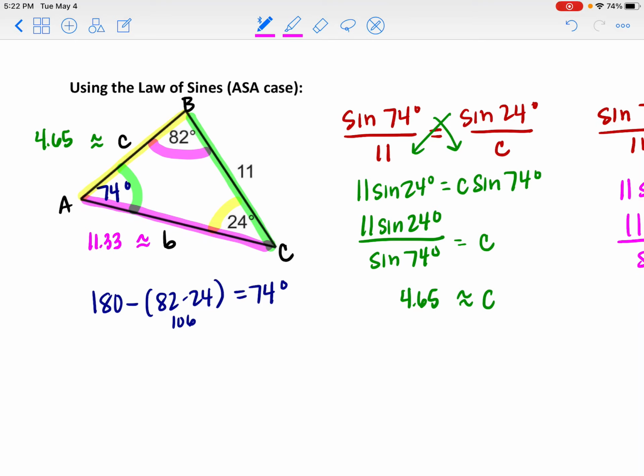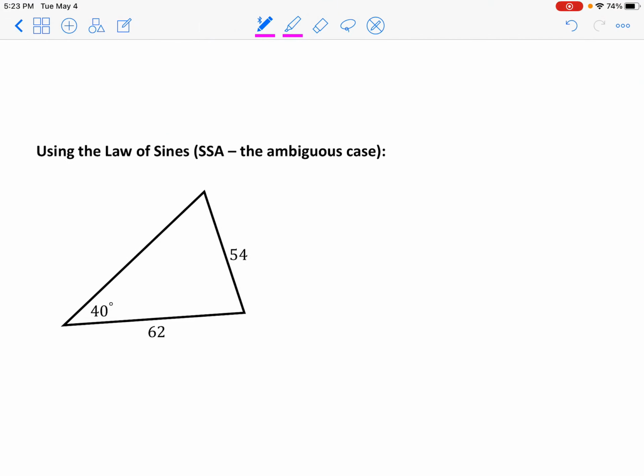It's the next case that's going to be a challenge for us because it's what we call an ambiguous case. So, using the law of sines in this ambiguous case. Why is this an ambiguous case? Well, there's many reasons, but first of all, side-side-angle is not something that guarantees a triangle. If I gave you two side lengths and then an angle that was not included, you could be drawing different triangles.